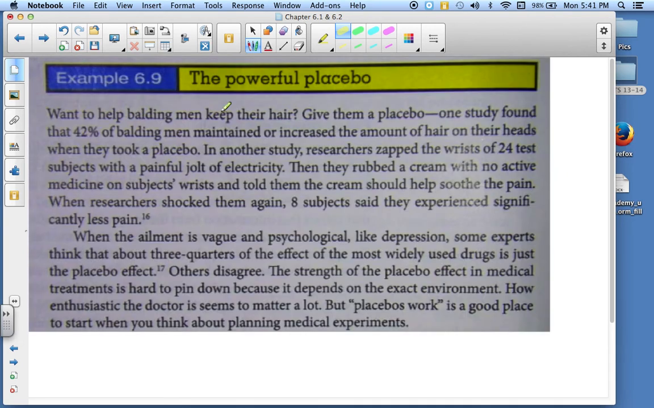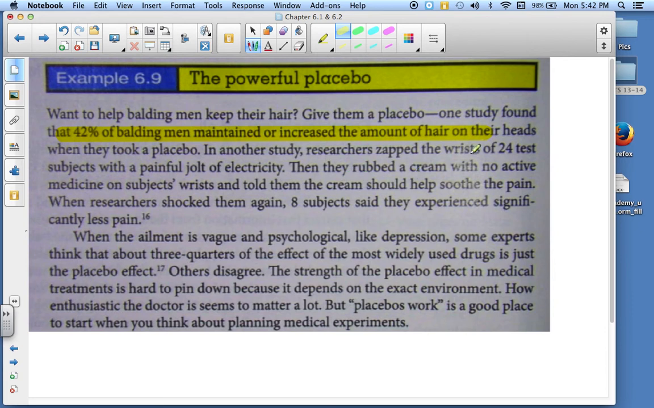The powerful placebo: in this case, what they found is that 42% of balding men maintained or increased the amount of hair on their heads. They gave them a placebo, said, "Hey, this is going to help your hair," and sure enough, 42% of the balding men maintained or increased hair growth.